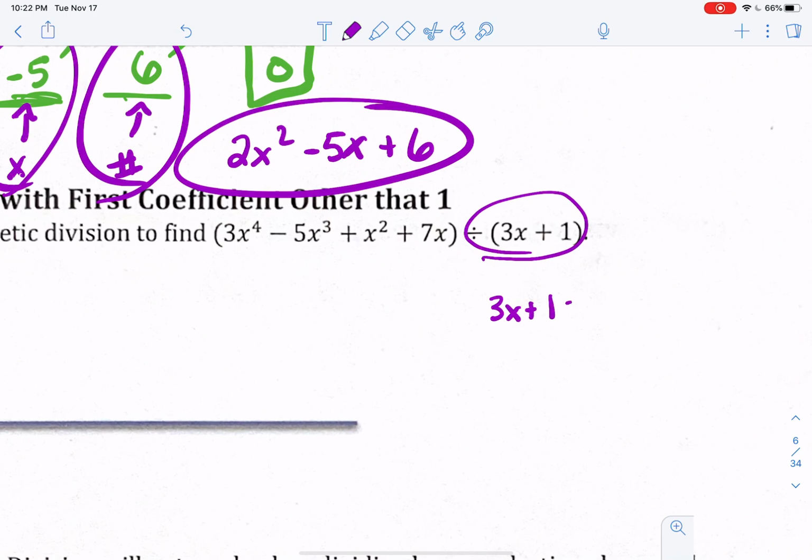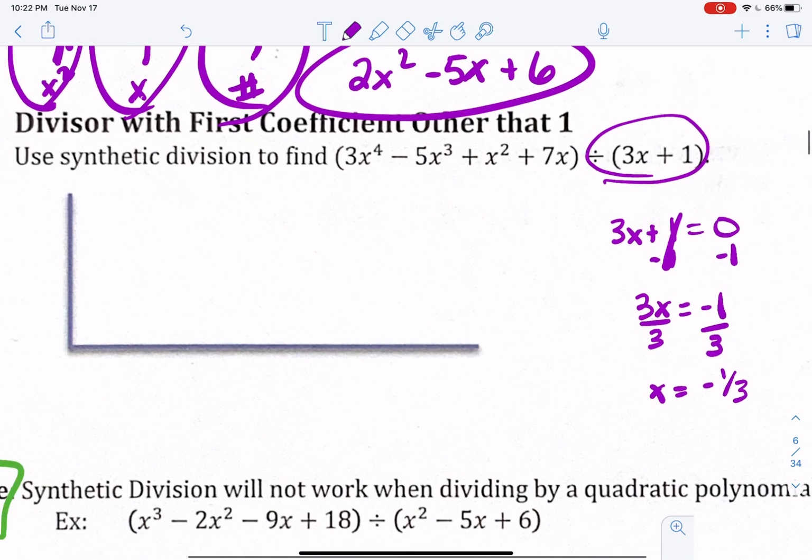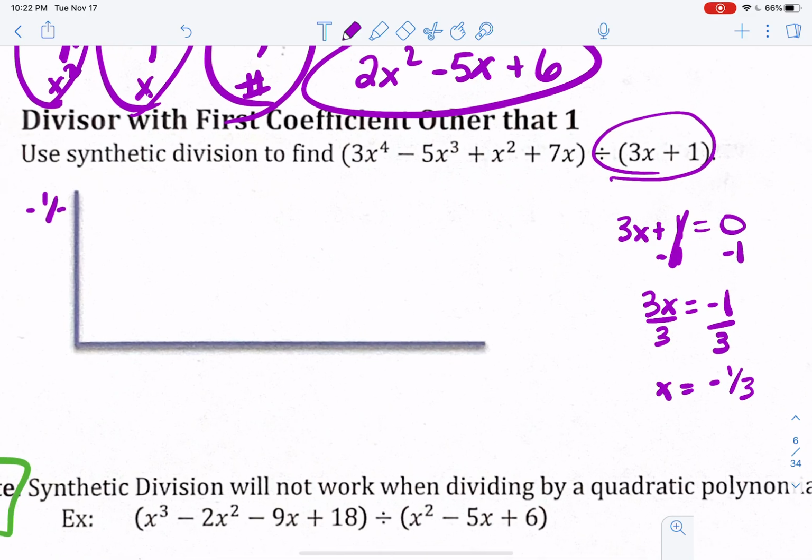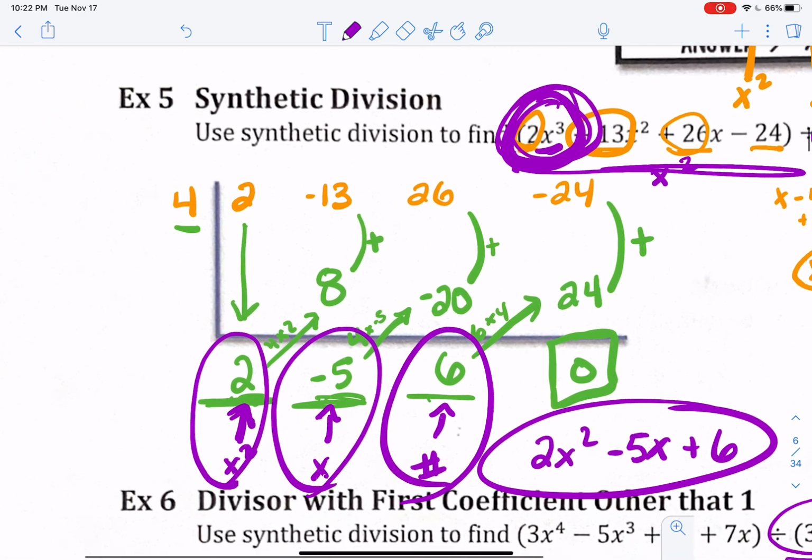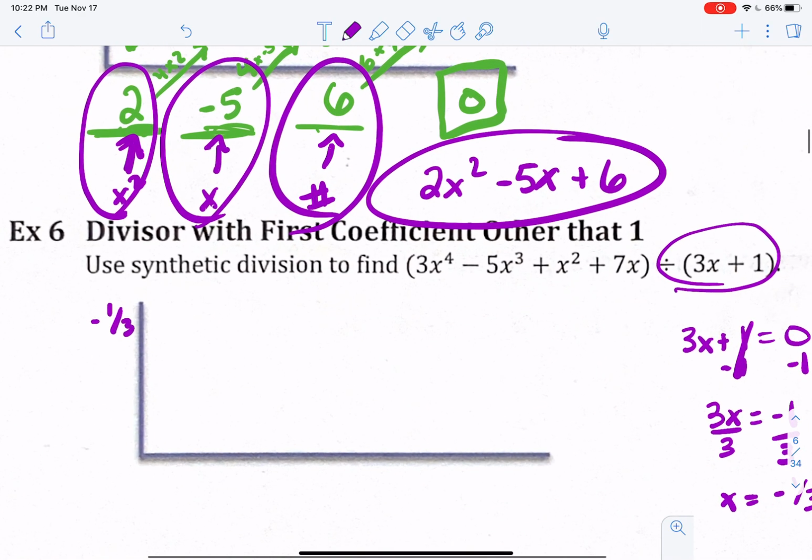3x plus 1, we set that equal to 0, okay? And when I do that, I subtract the 1 over, okay? So 3x equals negative 1. And then if I divide by 3, x is equal to negative 1/3. So even though it's an ugly fraction, I can still do it, and I can still put the negative 1/3 on the outside there, kind of like I did with the 4 up here, okay? And then I just put my coefficients out like this. So I have 3, negative 5, this guy is a 1, and this guy is a 7, okay?